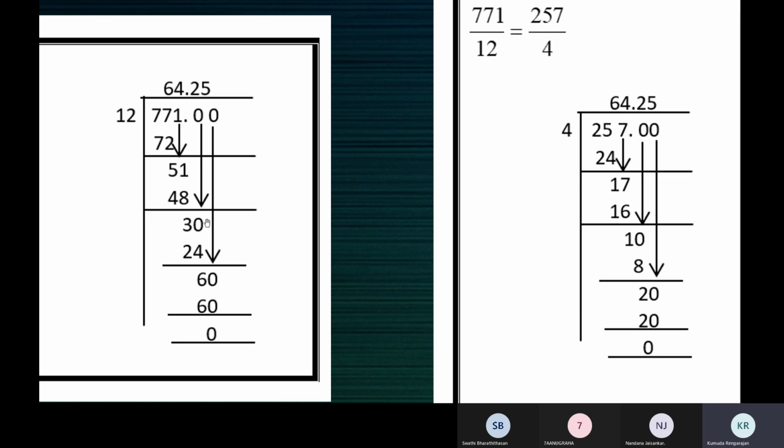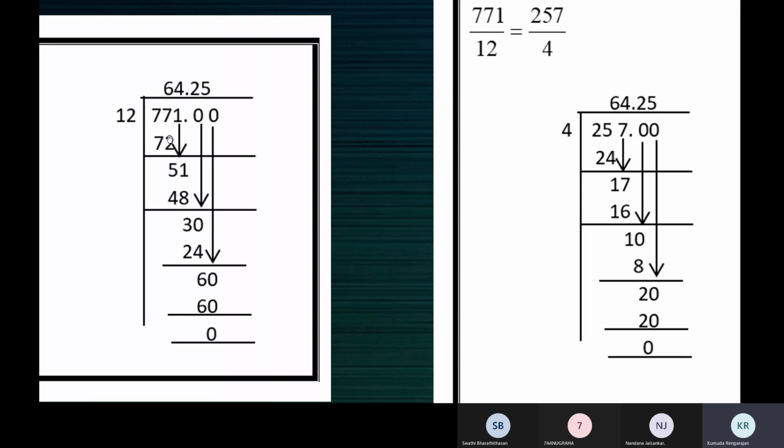And then bring the 0 down. 12 2s are 24. 6 is the remainder. Again, 6 is the remainder. No, you want it to be 0. So one more try. Add a 0 here and bring that 0 down. Now 12 5s are 60. 0 is the remainder. So you're happy now. 771 divided by 12 is 64.25.